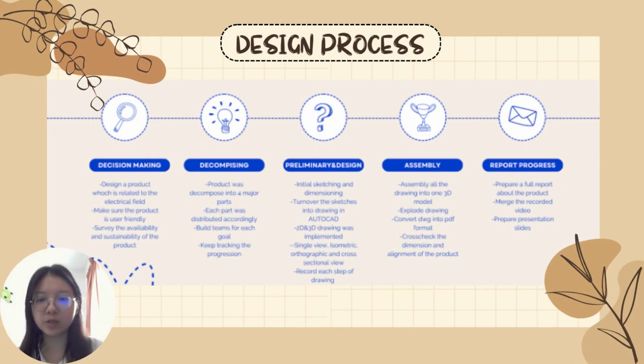For the design process, the first step is to make a decision of what product that we want to design, and we decompose the product into four major parts. Continue with preliminary design, and we assemble all the drawings into a 3D model, and finally we complete the report.